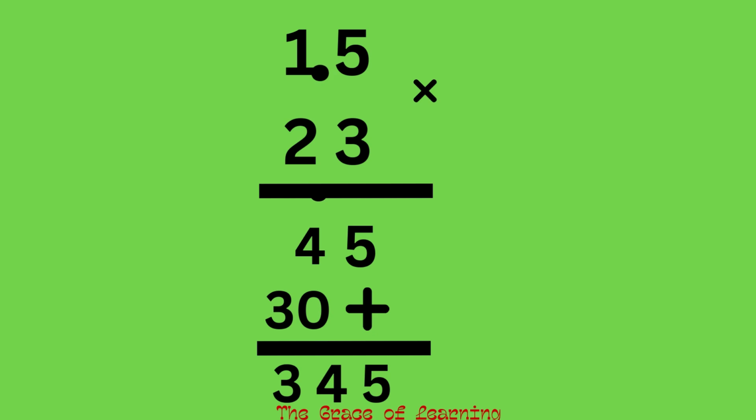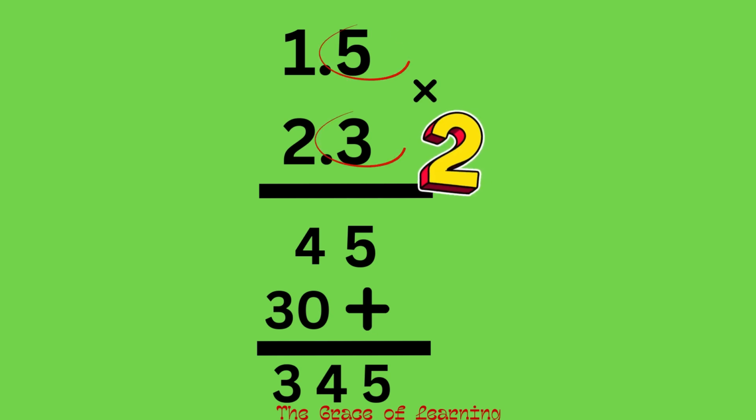Now it's time to welcome the decimals back. Bye bye smiley faces. The decimal points are back. Now it's time to count the number of digits after the decimal points in the question. So after the decimal points, there's 1 and 2. There are 2 digits after the decimal point in the question.